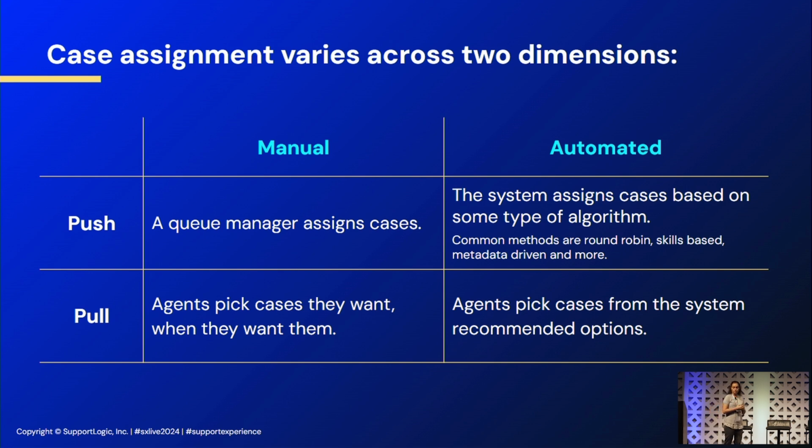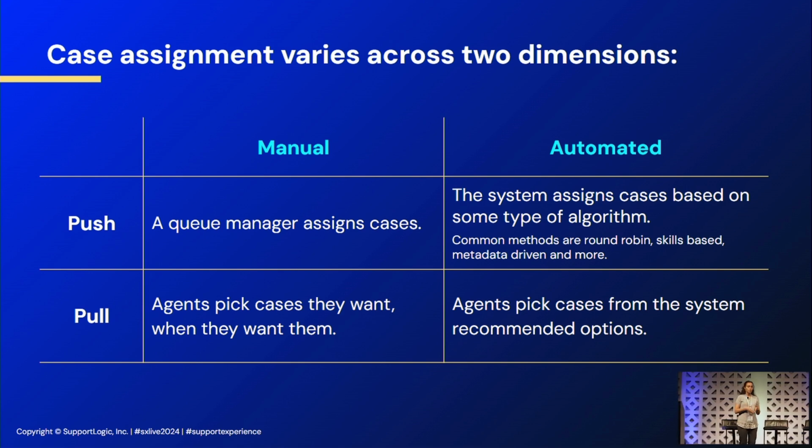The common types of automation are round robin. Some organizations do skill-based assignment. Some of them use the metadata of the case. A combination of all of these is possible as well.